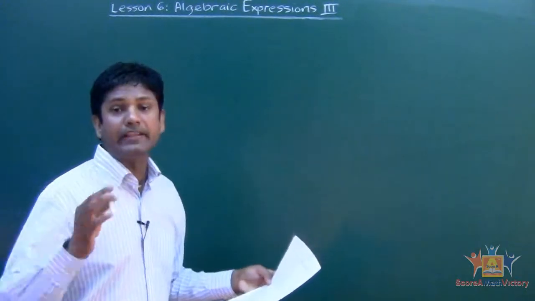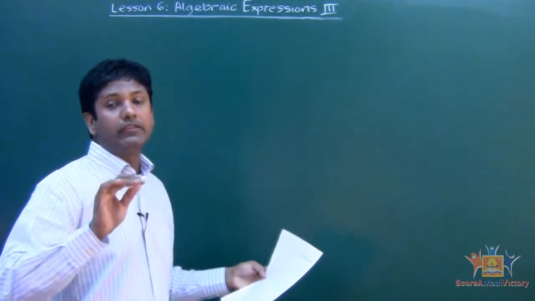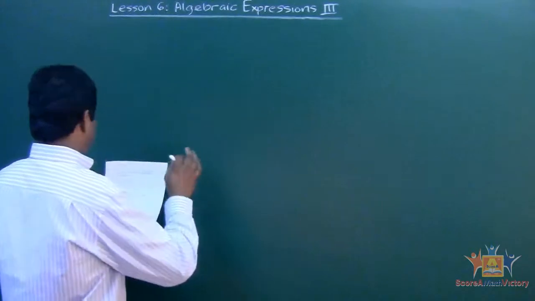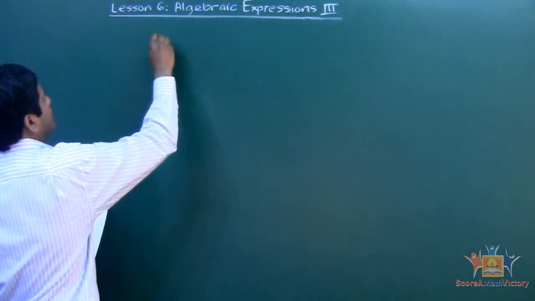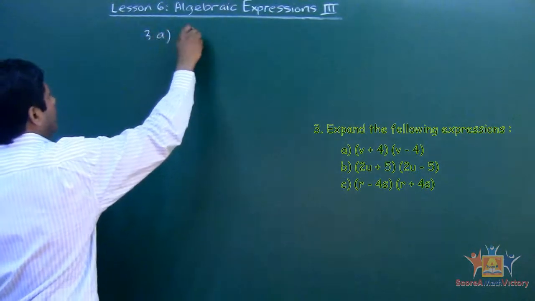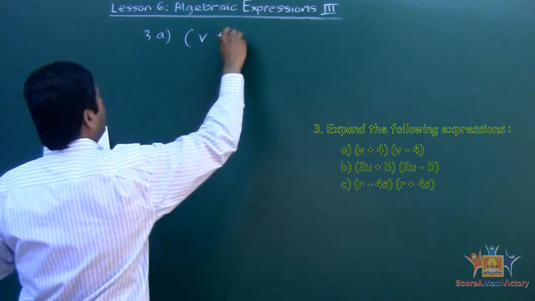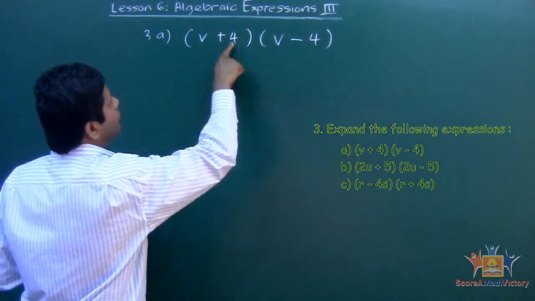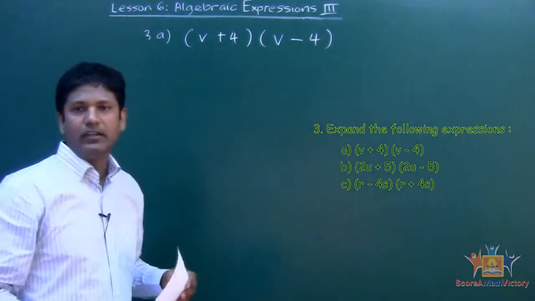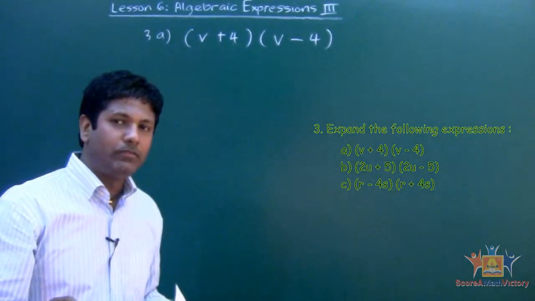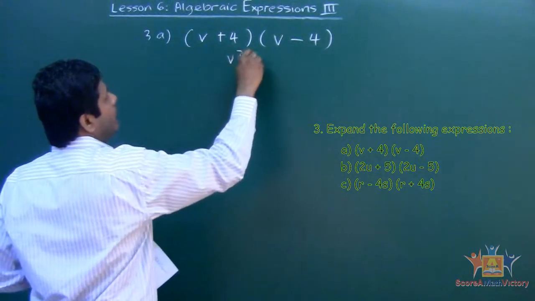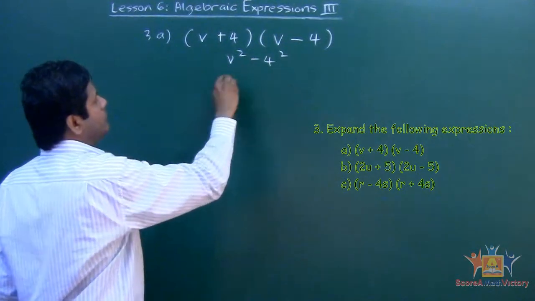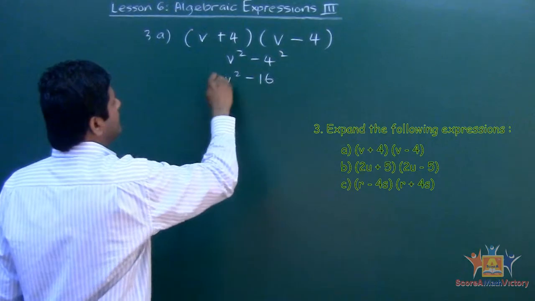Expand the following expression. Now remember this one, it's going to be the plus and the minus, the sum and the difference, of the same terms. For example, 3a: v plus 4, v minus 4. See that? v and 4, plus and minus. Straight away we know it's going to be v squared minus 4 squared, which is v squared minus 16.